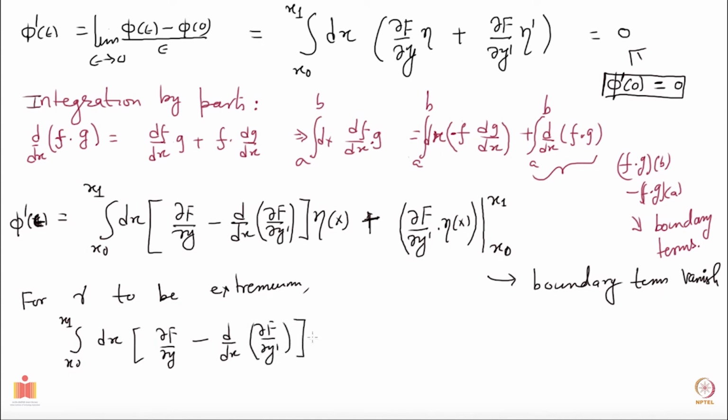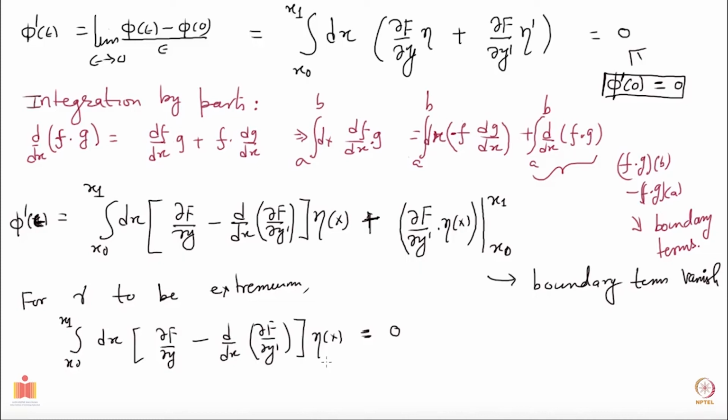Prime times eta. This is what I want to be 0, right? So if this is 0, then my functional is an extremum at gamma. Okay, that's good. Now it's just a few steps away, or one argument away from the final result.